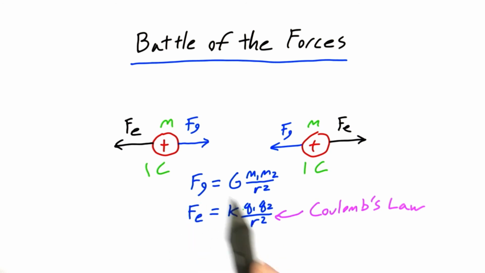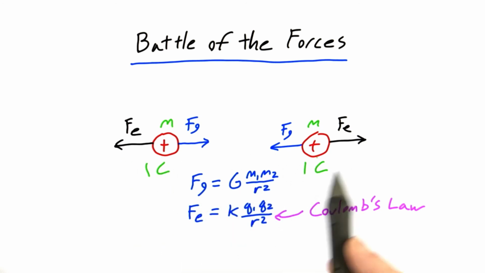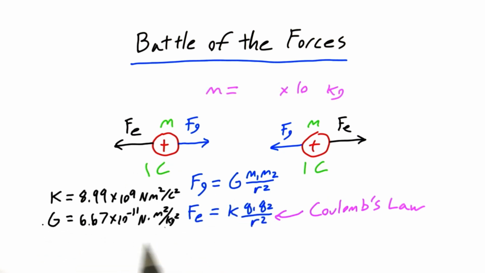Alright, so now that you know the equations for both of the forces we're concerned about in this problem, you're ready to try and balance them out. Alright, so given these two values of k and G, can you tell me what the mass of these two particles has to be such that the forces balance each other out perfectly?